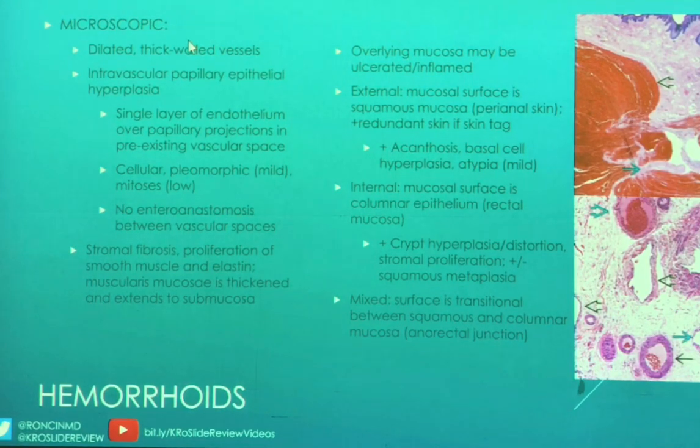Okay, so hemorrhoids are dilated, thick-walled vessels. They will have that intravascular papillary epithelial hyperplasia. I'm trying to see if any of these really show that. Not so much. But these areas will be papillary projections that are covered by endothelium. So remember, that's a single layer of endothelium, and they're within a pre-existing vascular space. Okay, so you're not going to have things that look like new vessels.